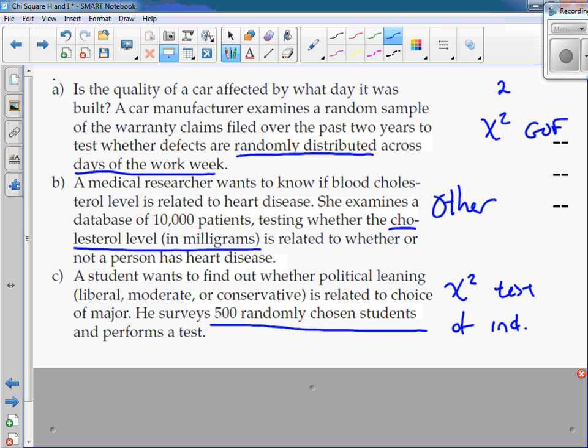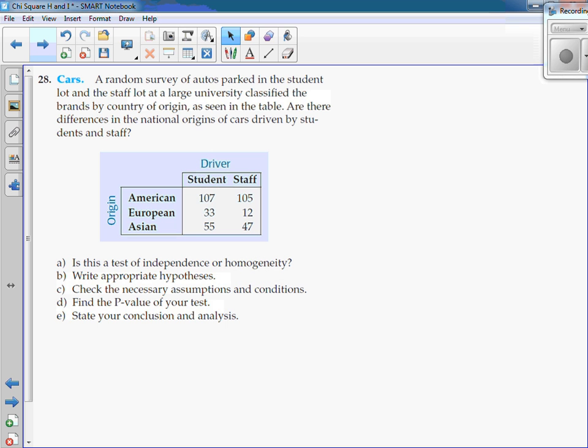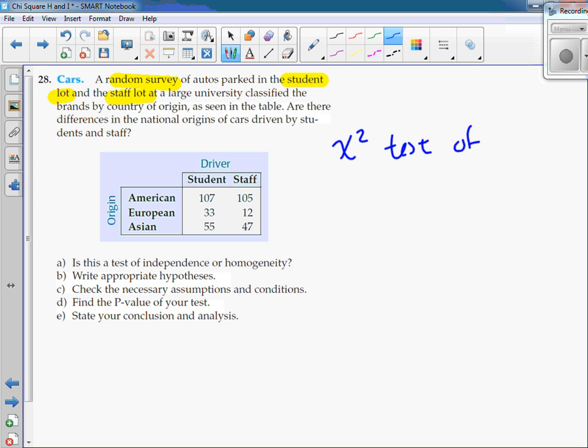All right, I've got a few more examples here. We're just looking at the type of test. A random survey of autos parked in the student lot and the staff lot at a large university classified the brands by country of origin, as seen in the table. Are there differences in the national origins of cars driven by students and staff? Well, we have a random survey of the student lot and the staff lot. That makes two populations, so that makes this a chi-square test of homogeneity. Two separate samples, two different lots.